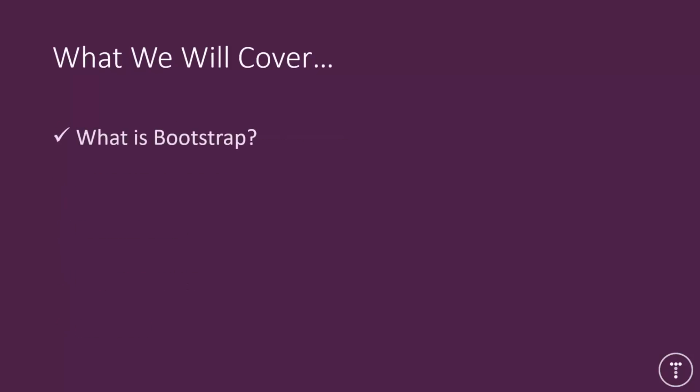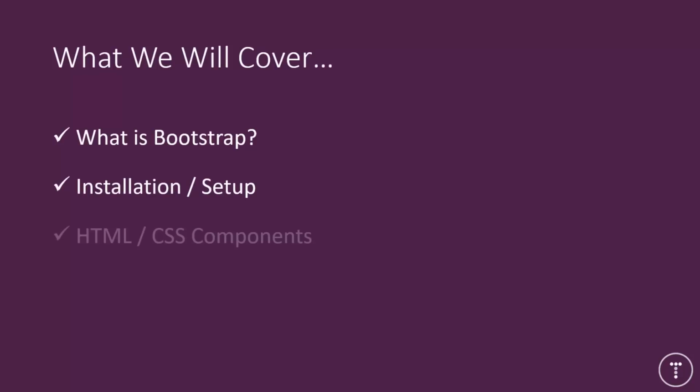Alright, so what we'll cover in this course, or this mini-series, whatever you want to call it, we'll talk about what Bootstrap is. That's pretty much what we're doing now. We're going to get it set up and installed, and I'm going to talk a little bit about the different ways we can implement it. So we'll look at the HTML and CSS components. Like I said, I don't know if we're going to get to the JavaScript part, the modals and things like that. But we will be looking at some of the JavaScript in the admin theme video that I'm going to create.